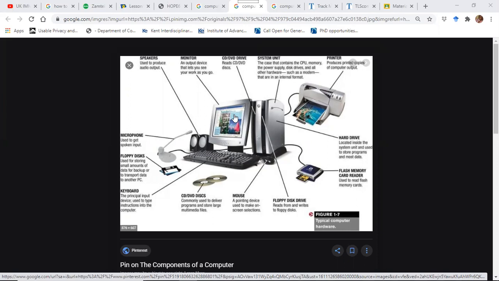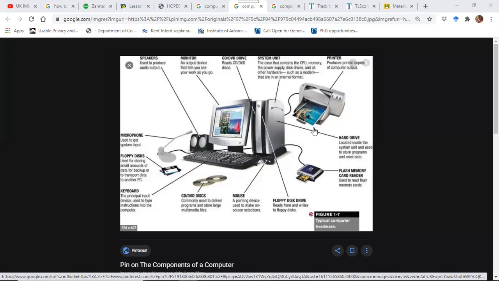We have devices that accept input from the users. So in this case, for example, we have devices such as the keyboard and the mouse. Those act as input devices. Then we also have other components that do the processing. The processing is handled inside here by a component called the central processing unit, which we'll talk about shortly. We also have other components that are used to give output. So here we have the printer as an example.